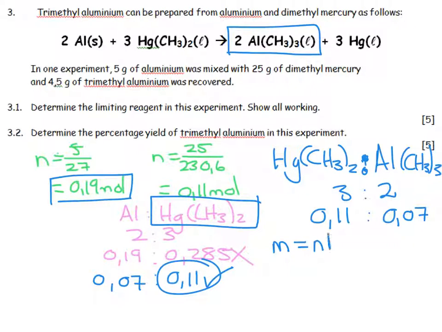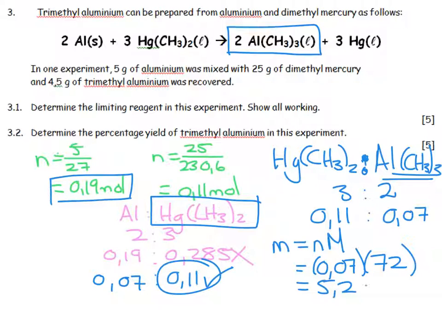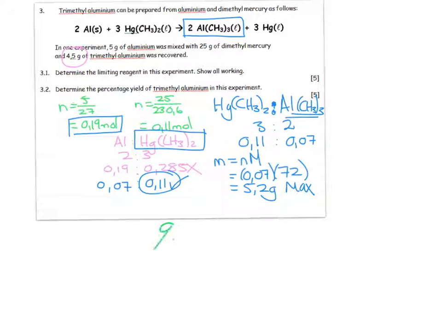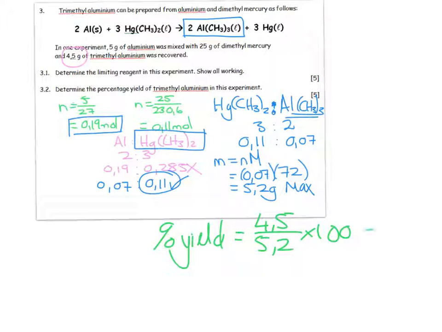And mass is equal to number of moles times molar mass, 0,07, multiplied by the trimethyl aluminium, which is 72, and I get 5,2 grams, and that would be the maximum I could get. But I didn't get that maximum. I landed up getting 4,5 grams. So in terms of calculating the percentage yield, it's equal to what did I actually get divided by what did I expect times by 100, and I get 86,54%.